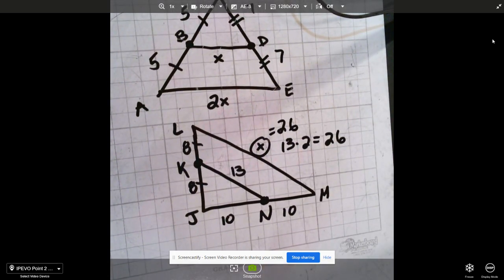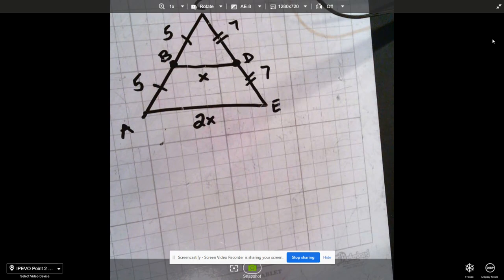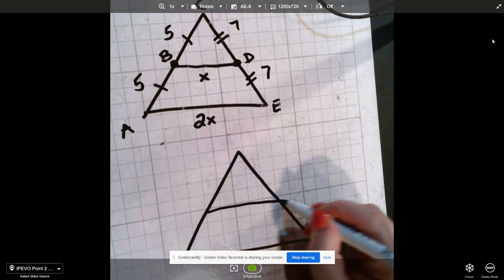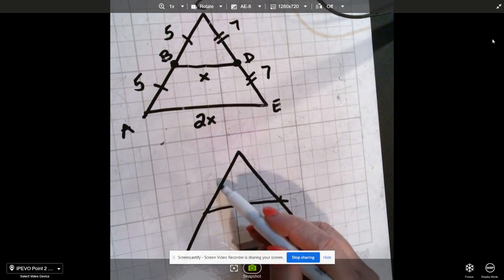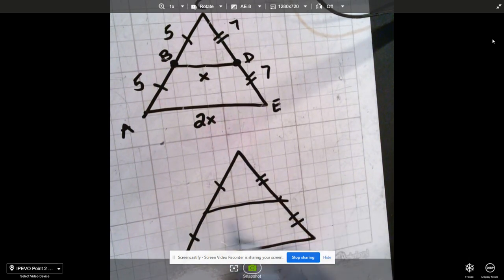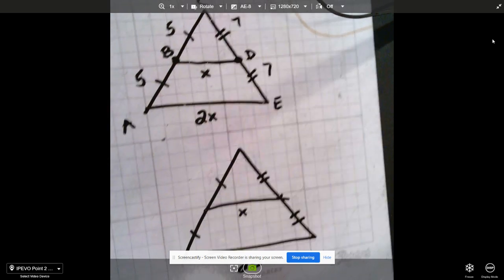Now it works in the reverse as well. If I had a triangle and I said, let's say I have a triangle like this, and I knew that this was the midpoint because I knew that this segment equaled that segment and this segment equaled that segment. So it tells you this is the midpoint of the triangle. If I told you this side was 20 and this side was X, how could you find X?